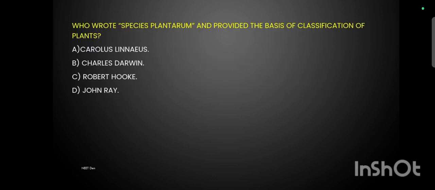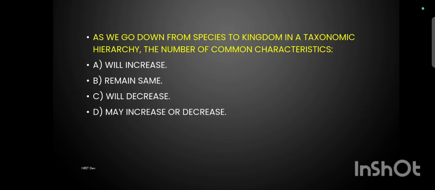Question: Who wrote Species Plantarum and provided the basis of classification of plants? The answer is A. Carolus Linnaeus. Question: As we go down from species to kingdom in a taxonomic hierarchy, the number of common characters A will increase, B remain same, C will decrease, D may increase or decrease. So the answer is C, will decrease.